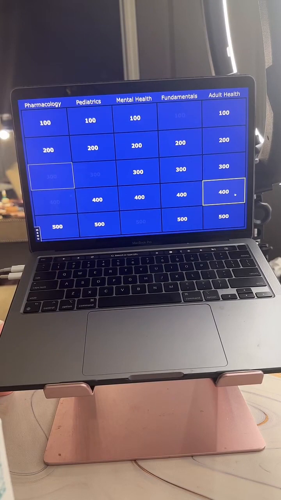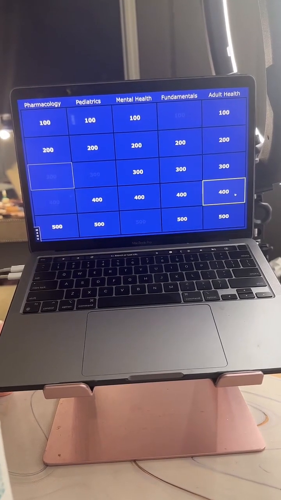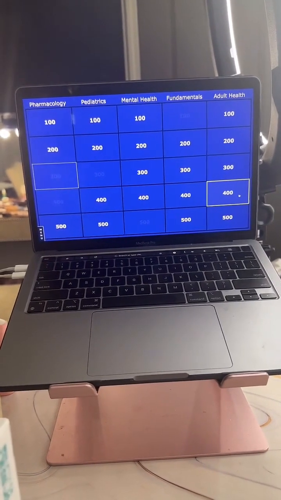Future ER nurse said, I'm in pharm now, and they said that the next gen NCLEX will be mostly pharm and management of care. I don't doubt that at all. I do not doubt that at all.